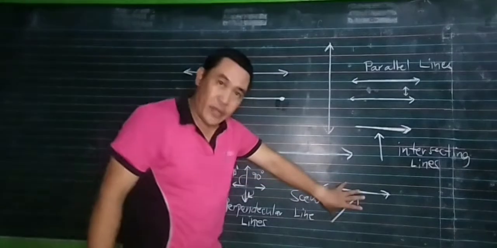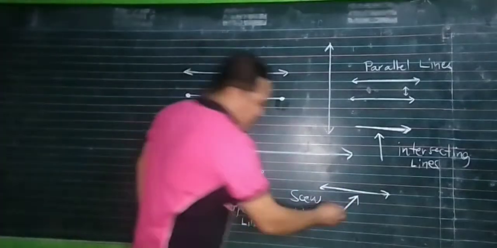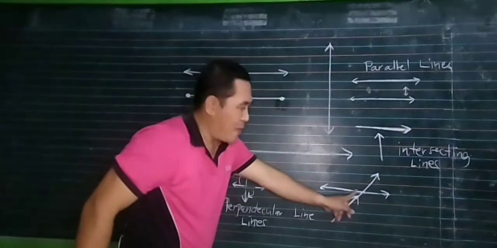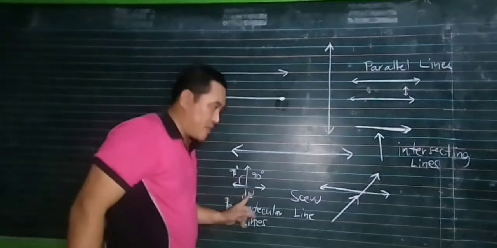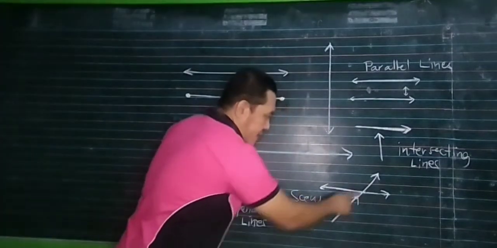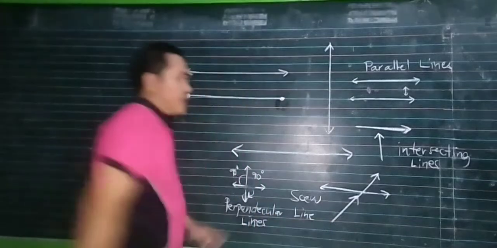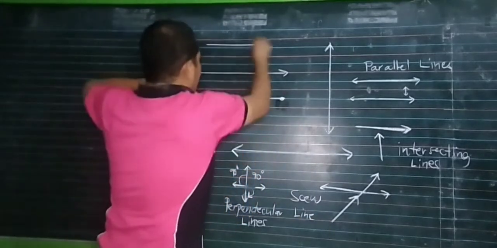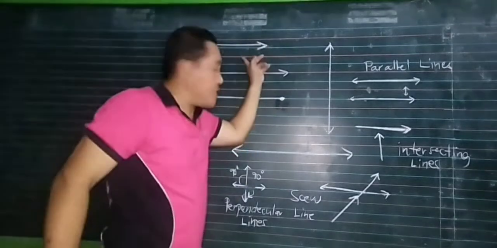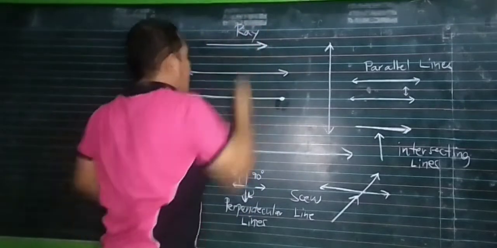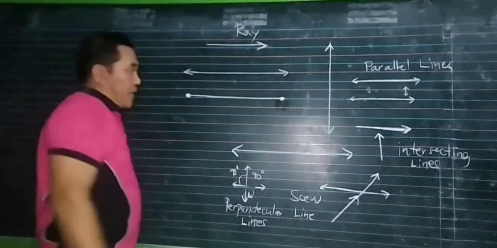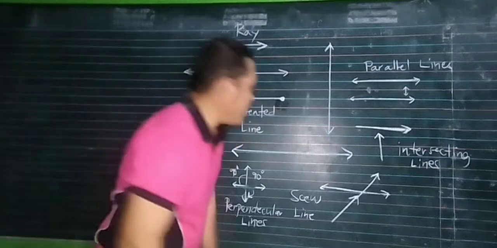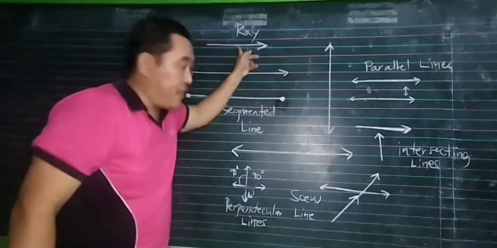And the other one, skew lines, go on continuously like this. They will not form four angles. So this one is called skew line or skew lines. Anyway, before I forget, a line with an arrow, just like this, is called a ray, because it has an arrow. And a line with a segment is called a segmented line or line segment. So another one is ray.